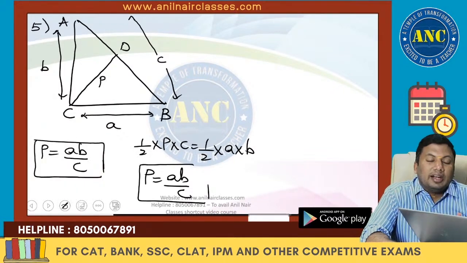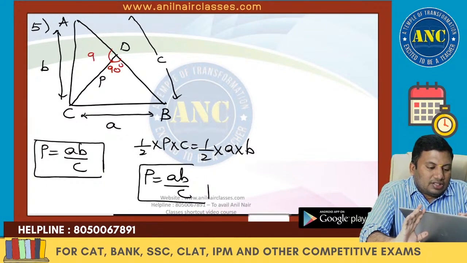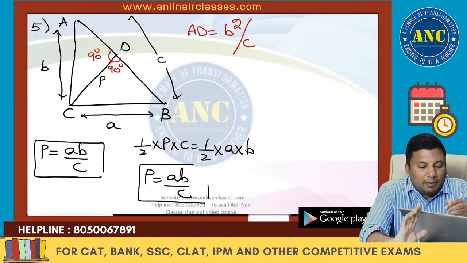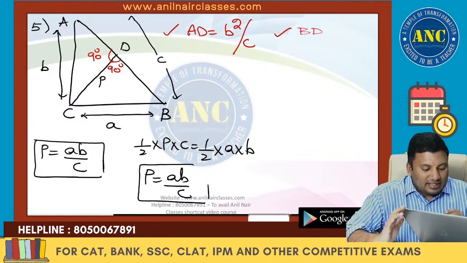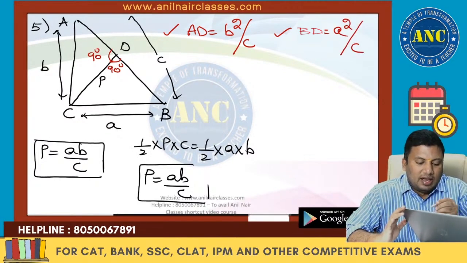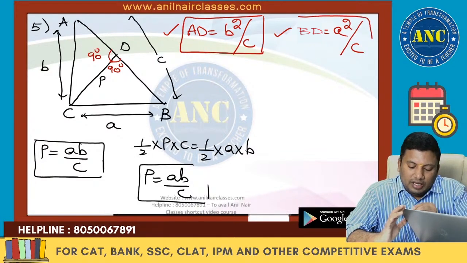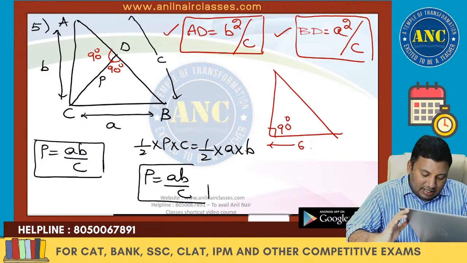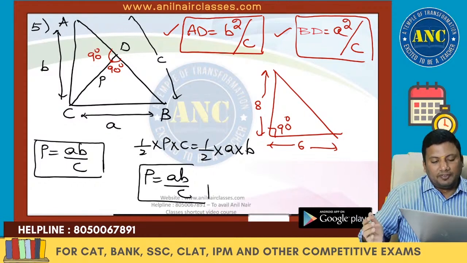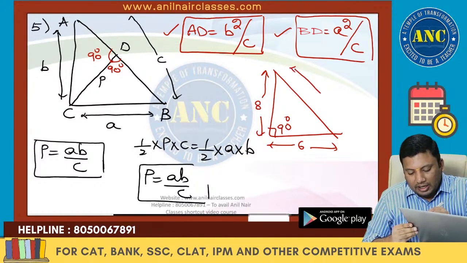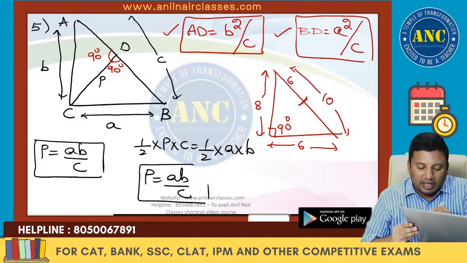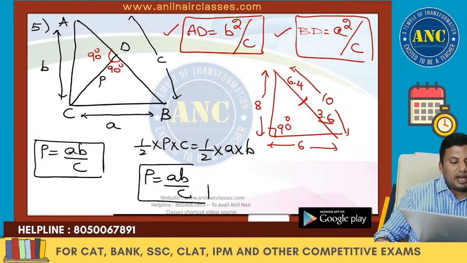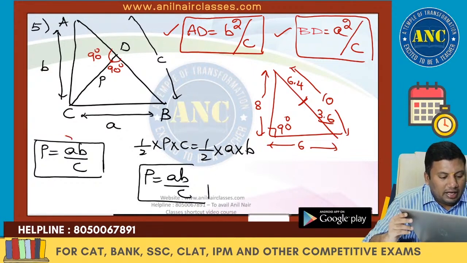Another point based on right angles, we have already seen it. These are 90 degrees. AD value is given by B square by C, which we proved in our previous class. AD is B square by C and BD is A square by C. Please make an important note of it. That means if a right angled triangle has sides 6 and 8, then the hypotenuse is 10 based on Pythagorean triplets, so AD is 8 square by 10, which is 6.4, and BD is 3.6. I hope the idea is clear. P equals AB by C.